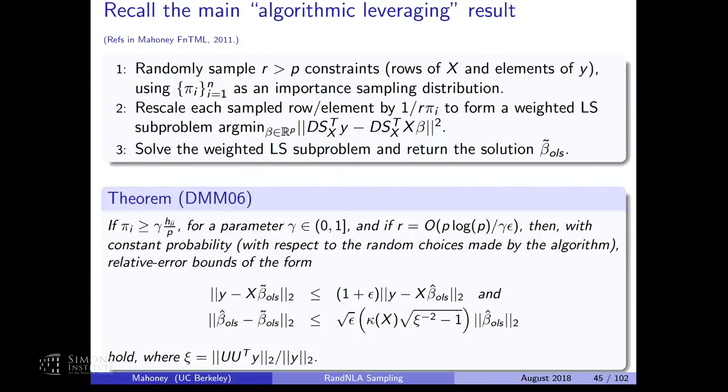Randomly sample some number of constraints. I'm just using different letters, but this has solved the subproblem. So this is just to show you the same thing we saw before with different letters. And the theorem we had before is that if you do that sketch and solve, this isn't preconditioning, this is just taking the sketch and solving, then you get 1 plus epsilon, take your approximate solution, plug it in, the solution vectors are, up to a condition number, epsilon close. So this is the same thing you had before, just written with different letters.